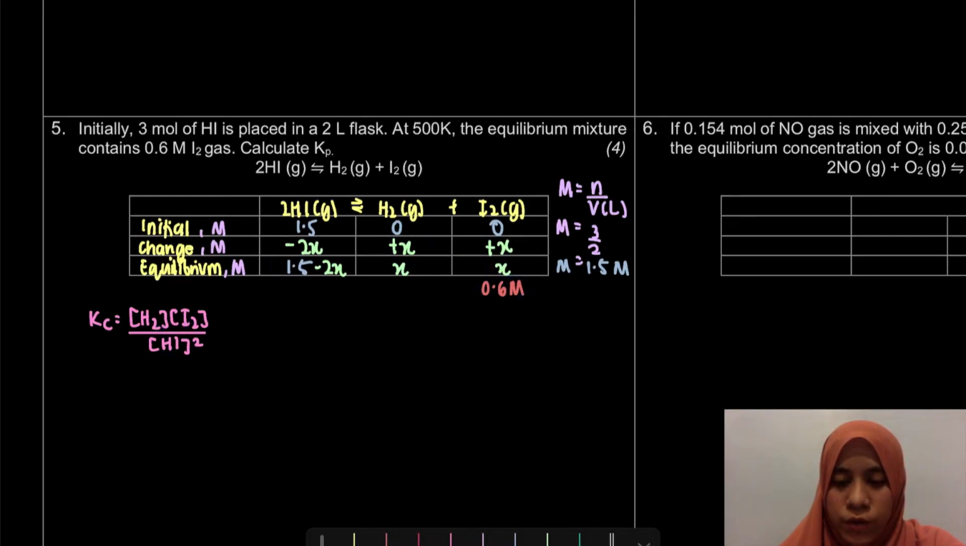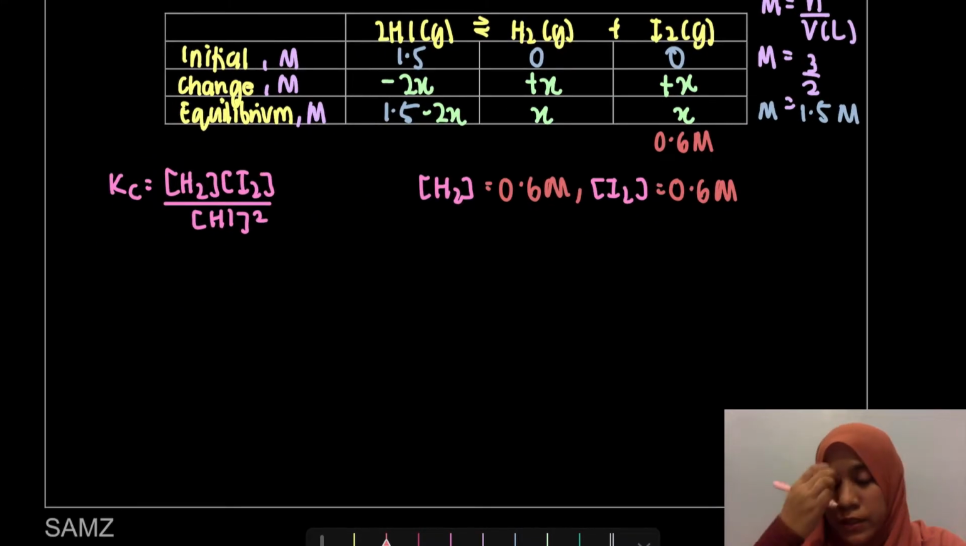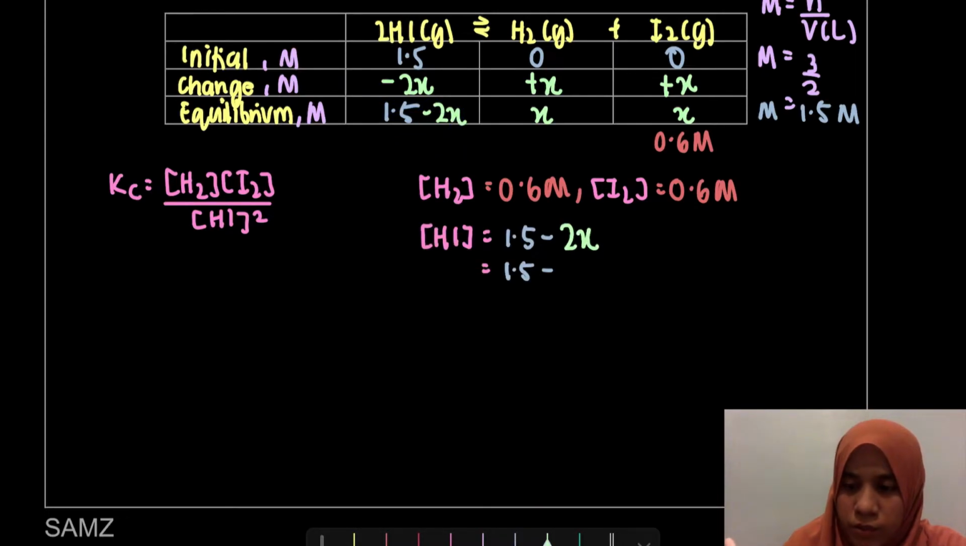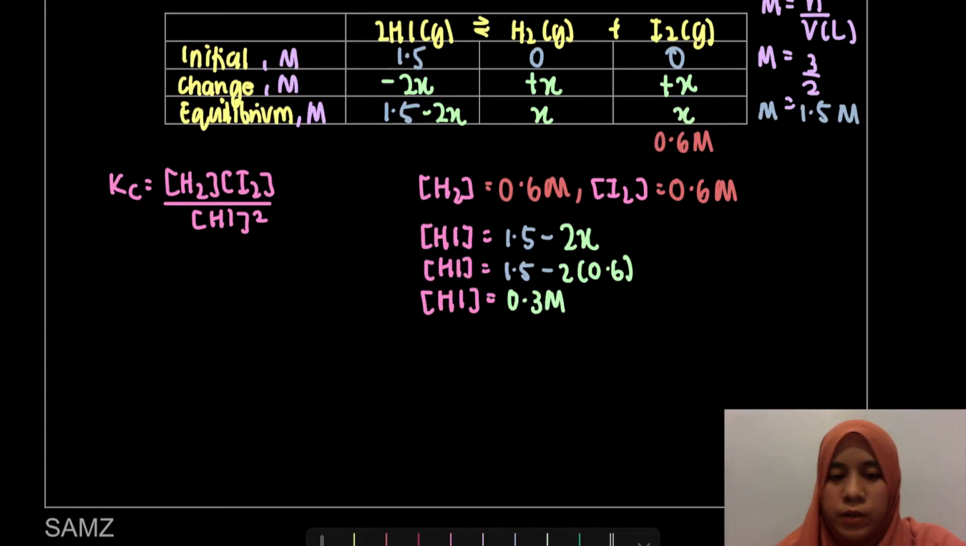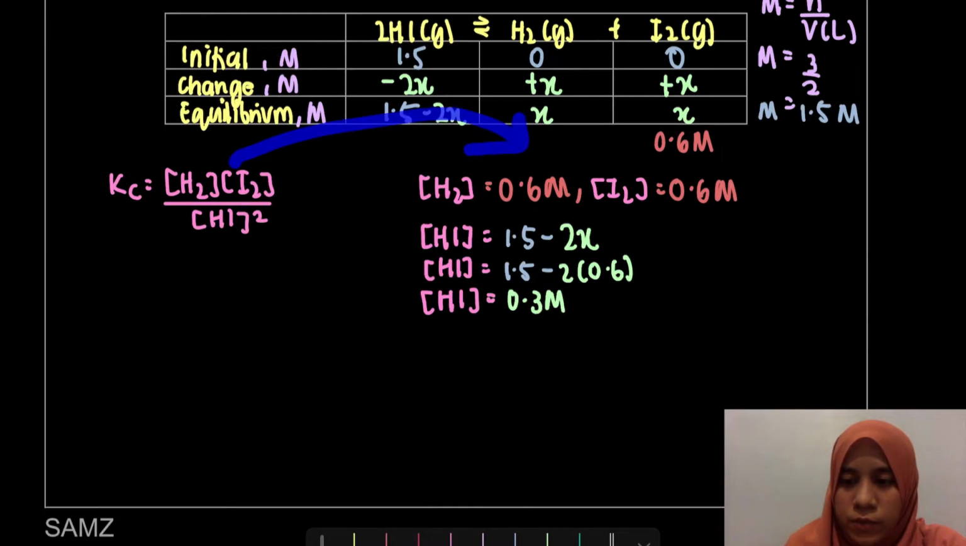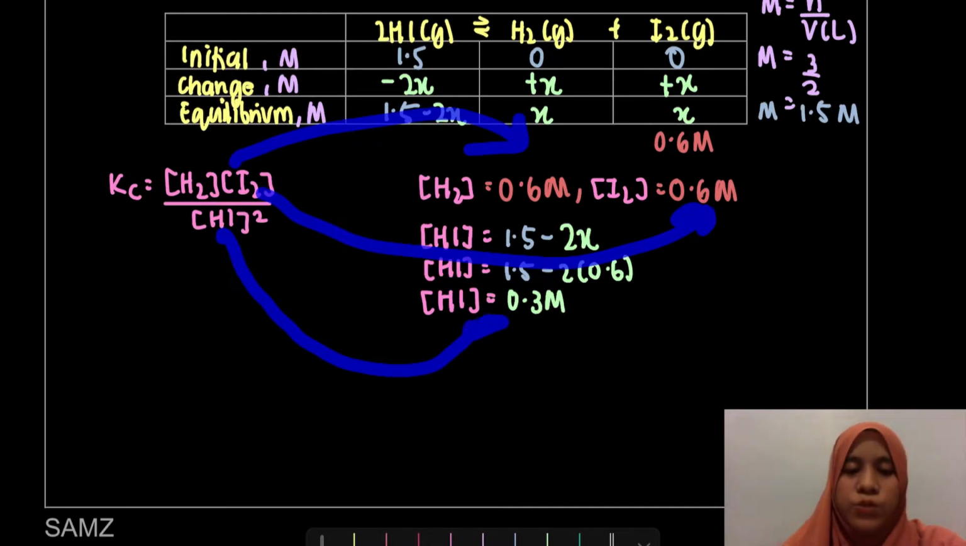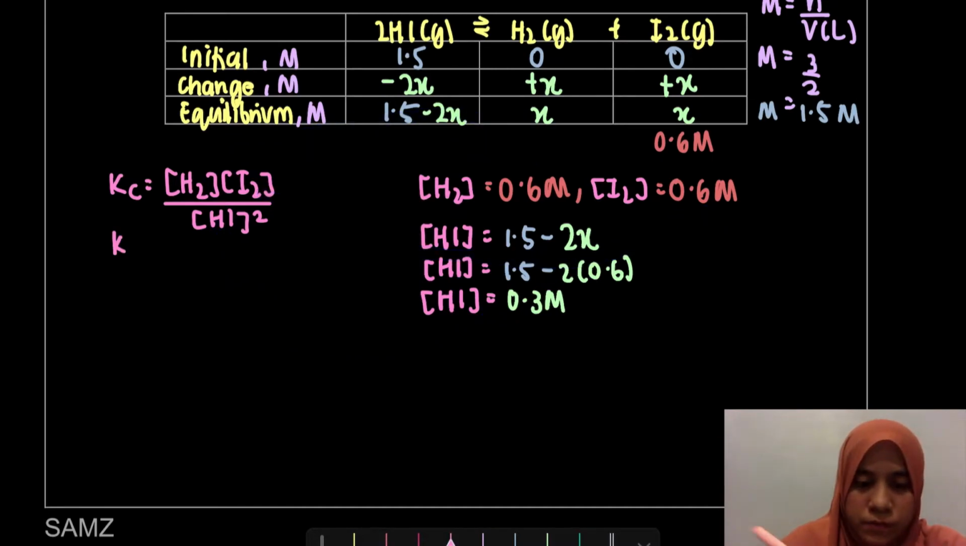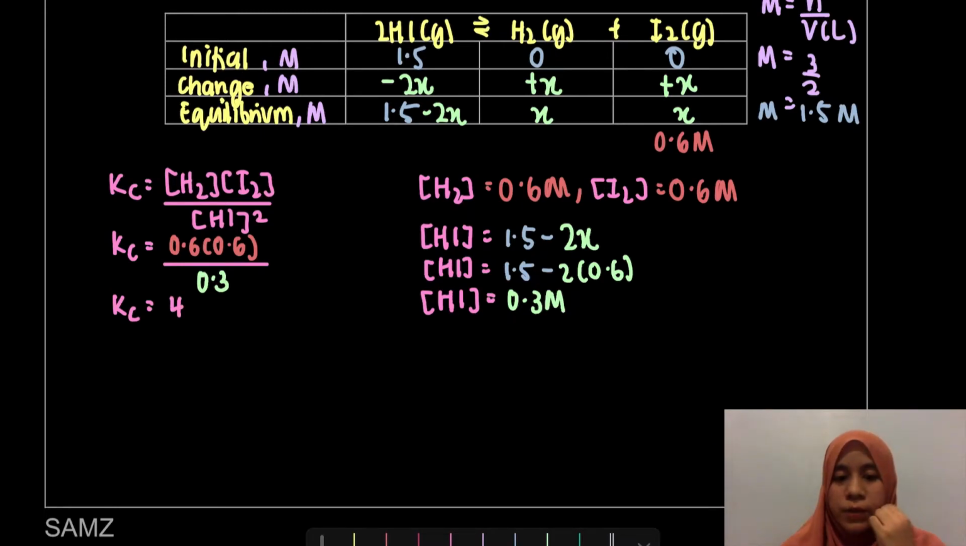So, for H2, it's equal to I2. I'm just going to write it down here. So from here, we can find our concentration of HI at equilibrium. For this one, we don't need to find x or anything because we know straight away x equal to 0.6. So right now, we have H2, I2 and HI. So we can just substitute straight away. So now, we know that our Kc is equal to 4.